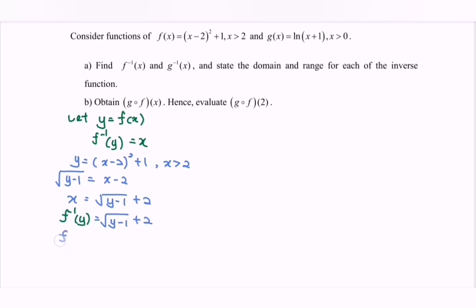The question asks us to find f inverse of x. Then we have √(x − 1) + 2. So that is the f inverse.